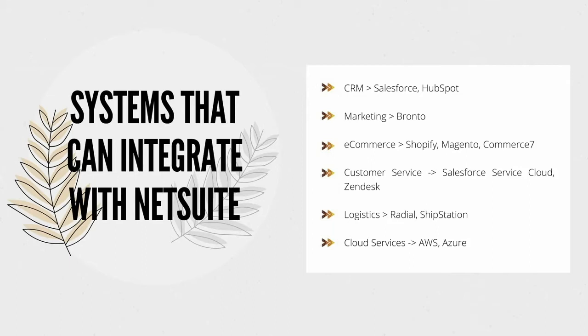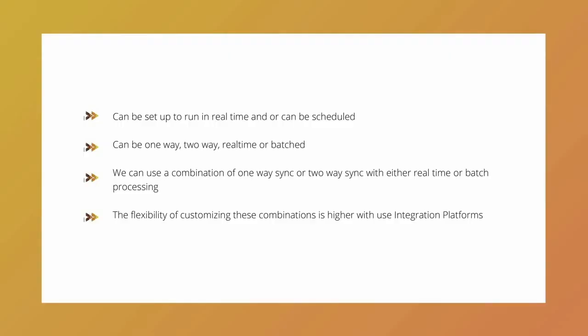Okay, so do these integrations run in real time? Depending on the use case and business requirement, integrations can be set up to run in real time or can be scheduled to run at a particular time. Can these be bidirectional? Yes, in fact, they could be one way, two-way, real time, or batched. Can we have one-way and two-way sync combined with real-time and batch processing? Sure, Tina. So we can use a combination of one-way or two-way sync with either real time or batch processing.